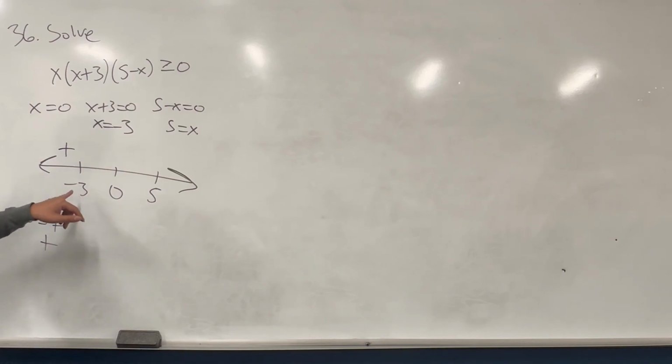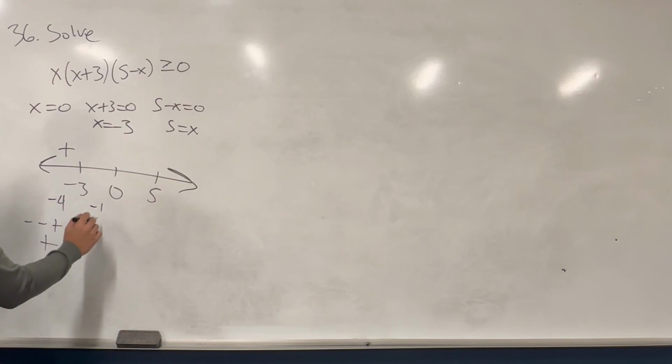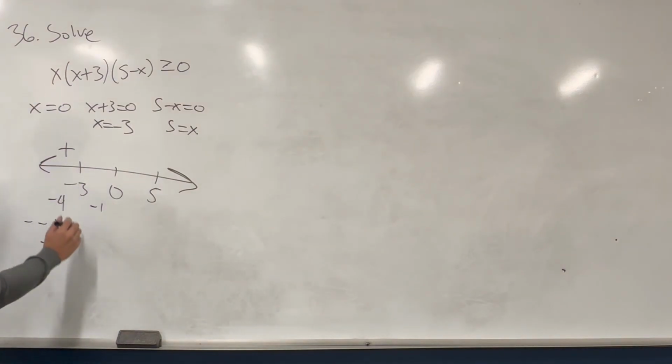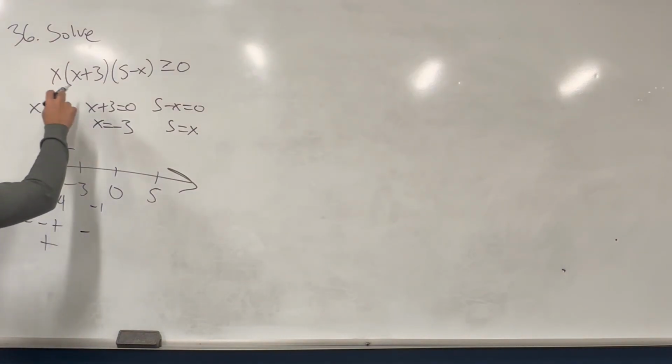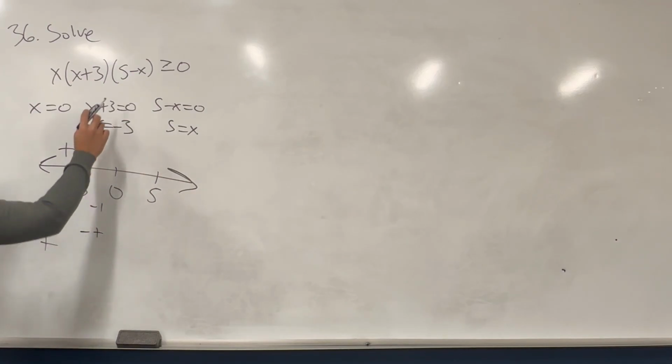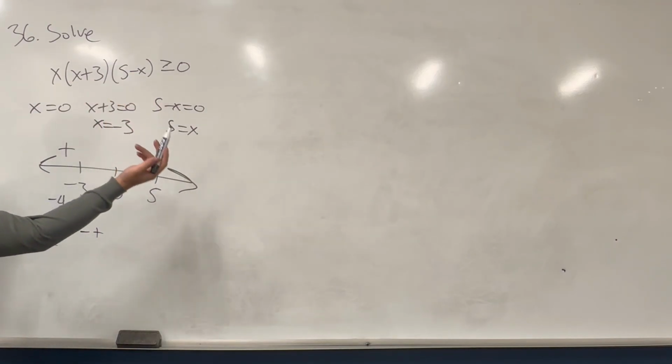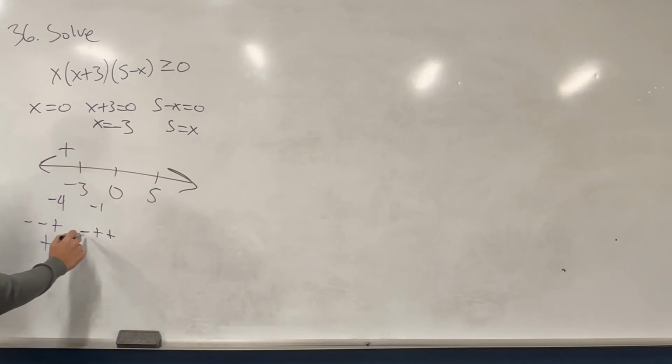All right, and then a number between negative 3 and 0. I'm going to do negative 1 here. Negative 1 outside is negative. Negative 1 plus 3 is positive, and 5 minus negative 1 is another positive. So we have a negative times a positive, which is negative, and then that negative times a positive is negative.